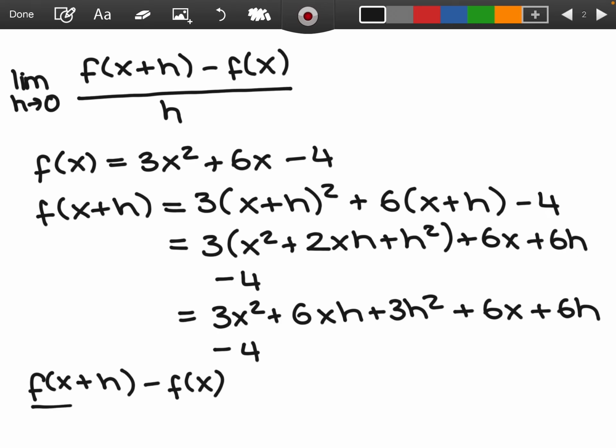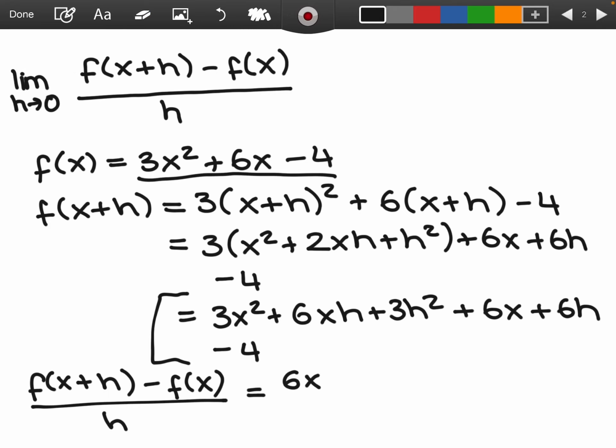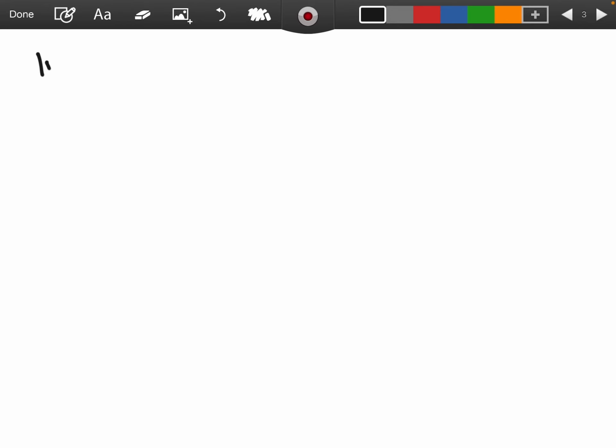Then if I do f of x plus h minus f of x, all divided by h, I'm going to take what I have here for f of x plus h and subtract f of x from it. So I'm going to take this term here and subtract this expression. When I do that, the 3x squareds cancel out, the 6x's cancel out, and the negative 4's cancel out. So on the numerator, I will end up with 6xh plus 3h squared plus 6h, all divided by h.